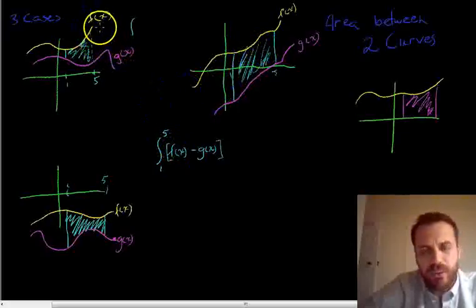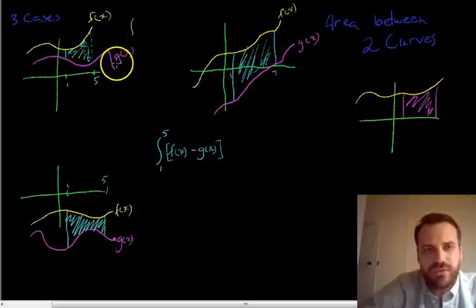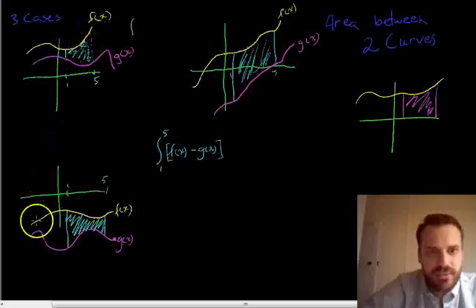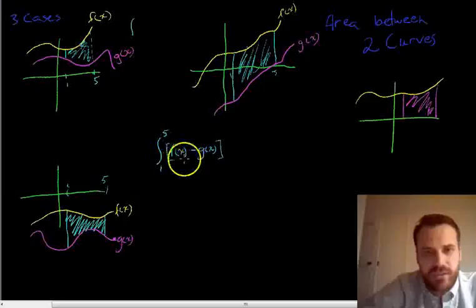Now, which one do I call f of x? Which one do I call g of x? Whichever one's on the top. So you can see in each case my yellow one is on the top here. So I'm going to call that f of x, and that one's going to be the first one. And then I'm going to use g of x here. f of x, g of x, f of x, g of x, f of x, g of x.